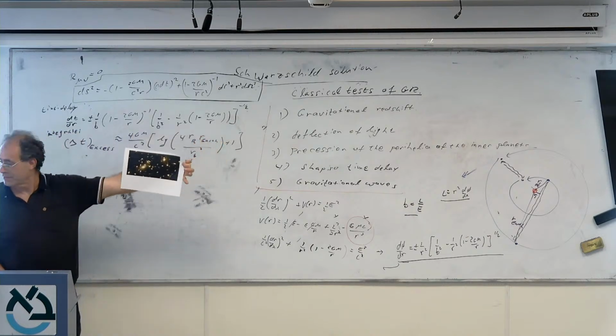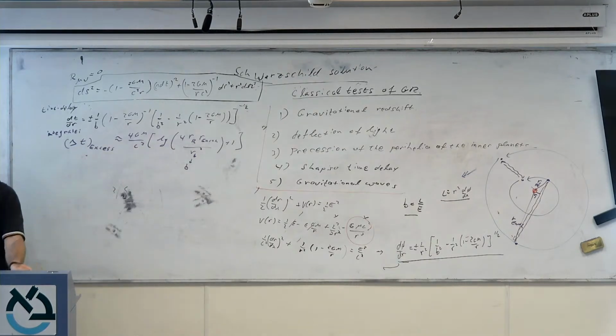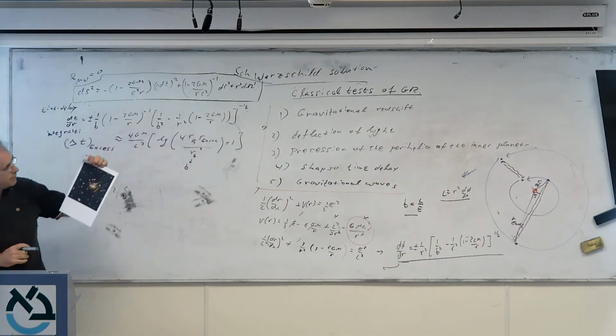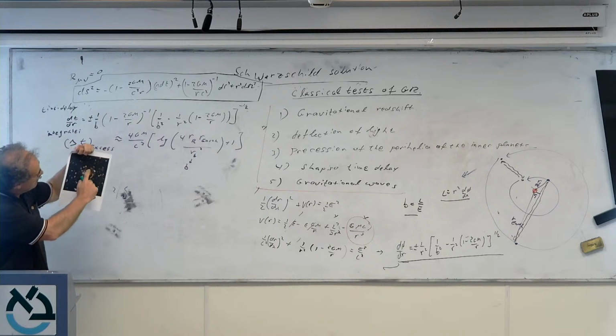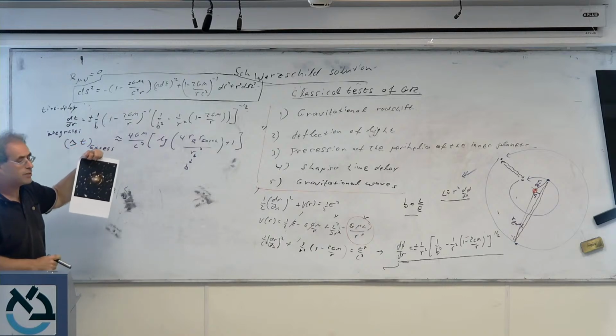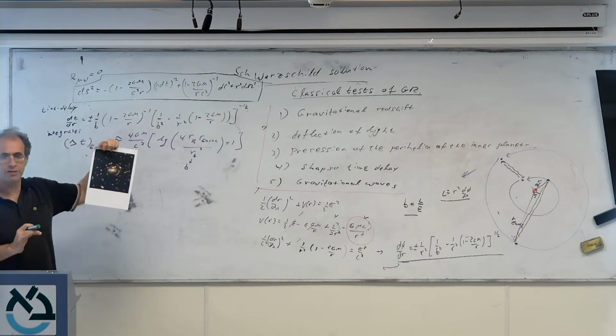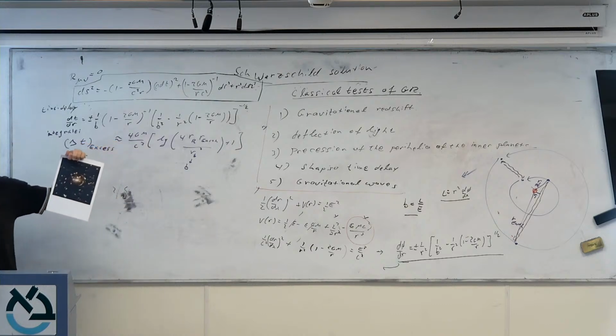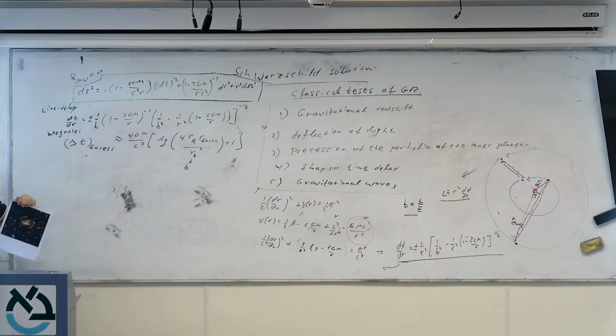So essentially, this is another example. You can see that this and this are essentially exactly the same thing. It's called gravitational lensing, right? So what are we seeing?